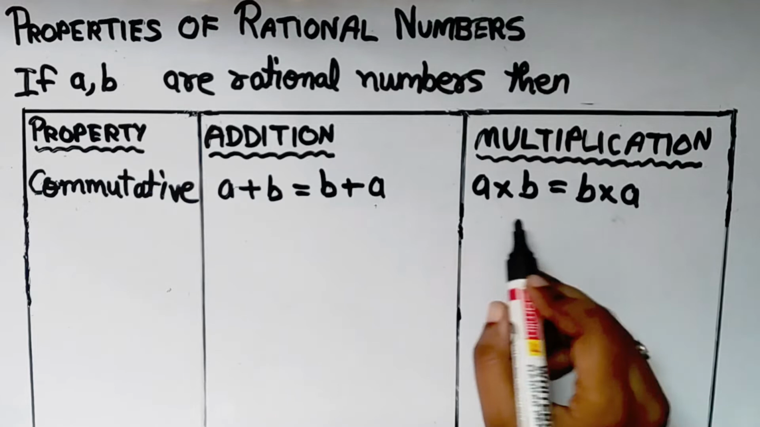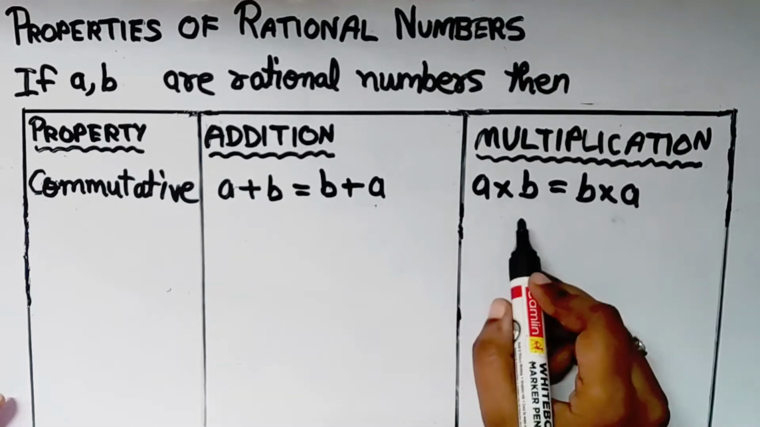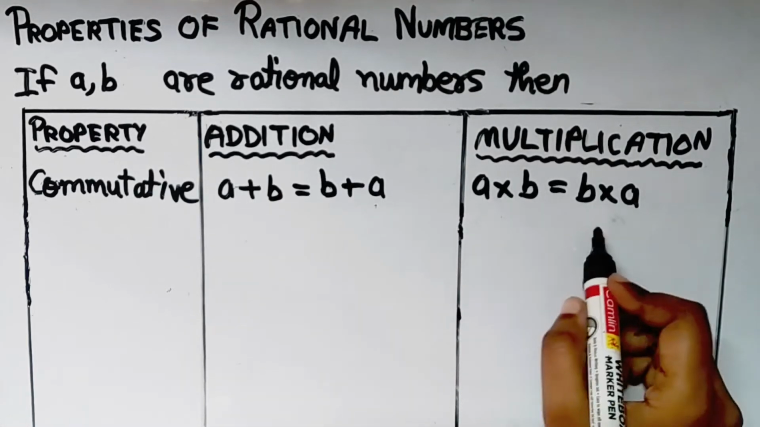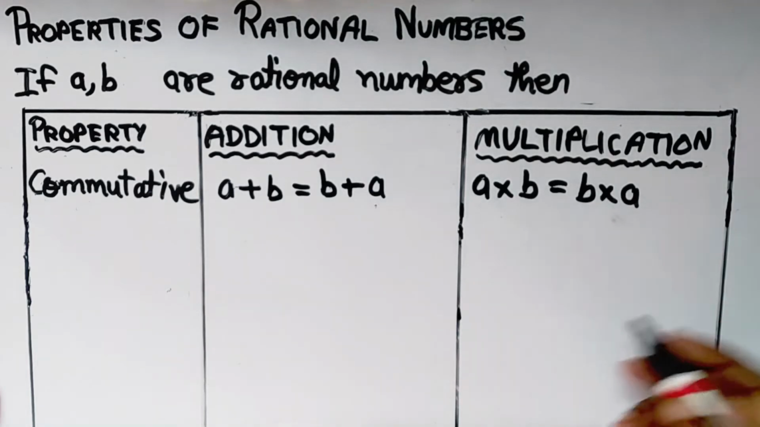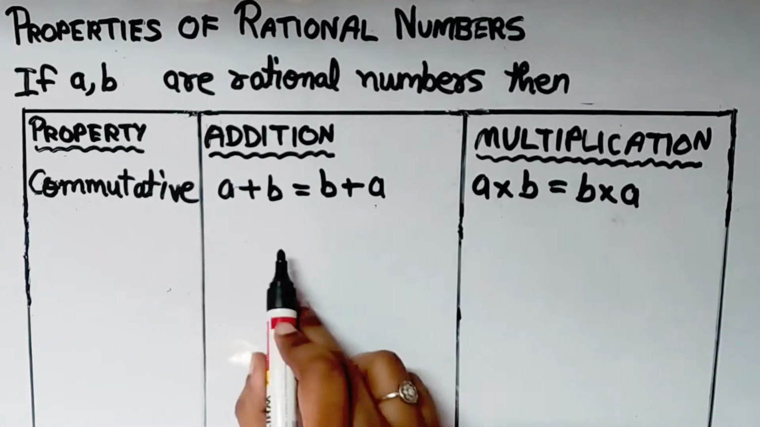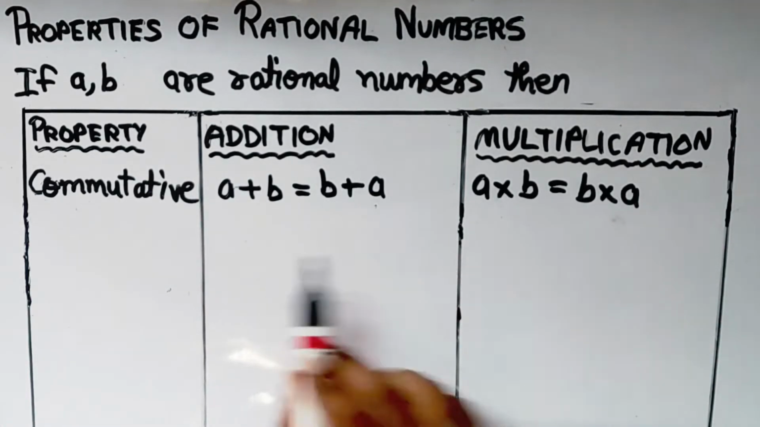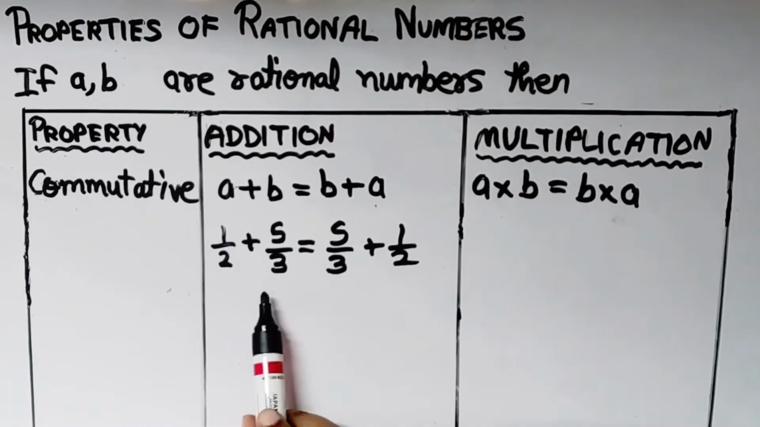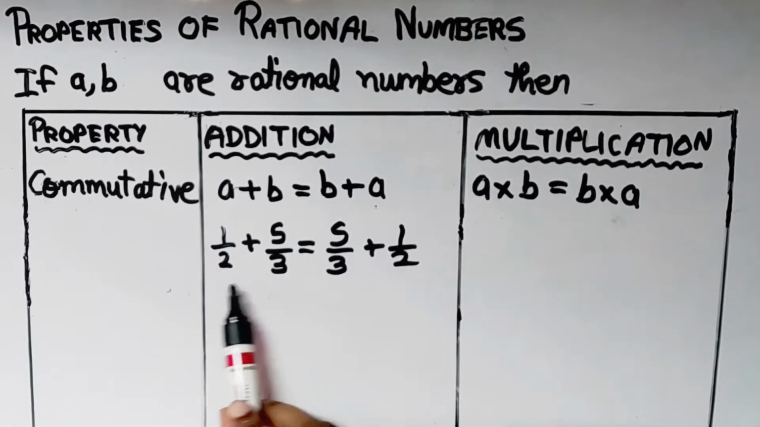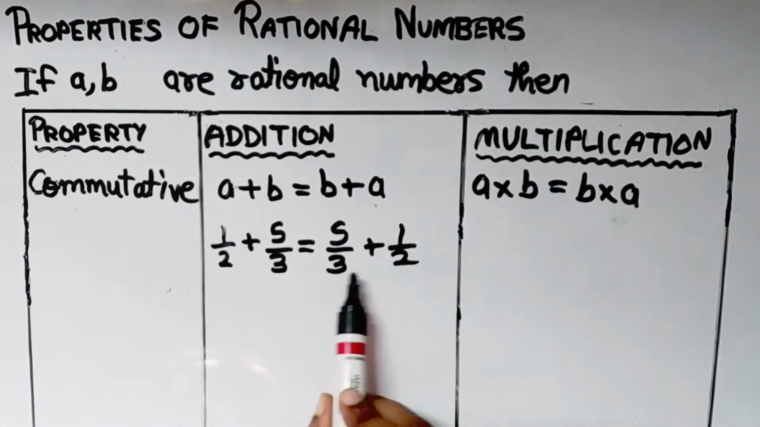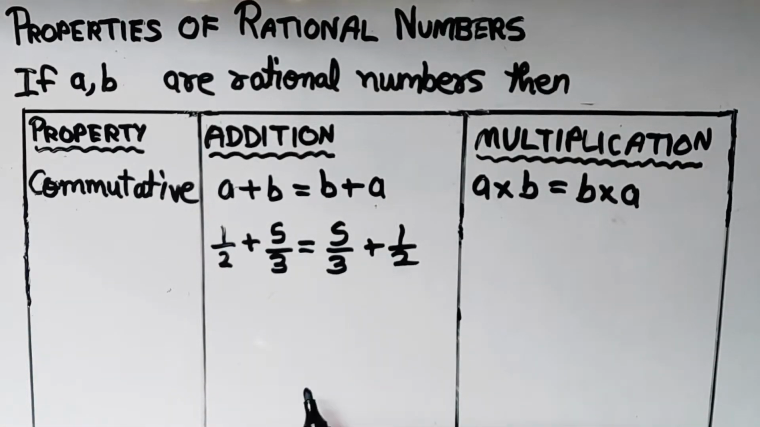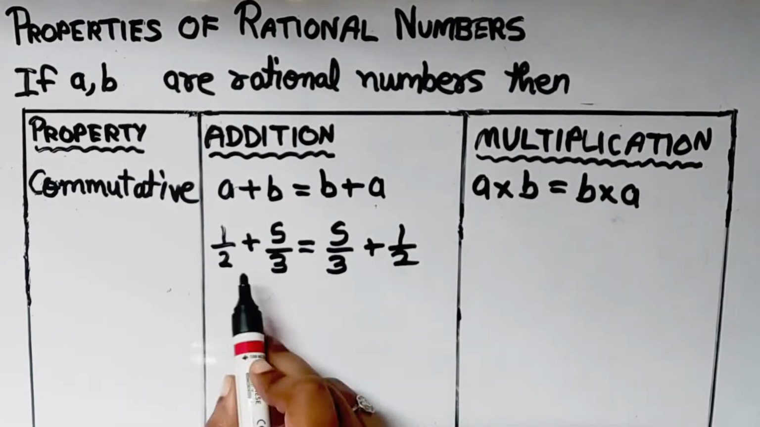Similarly for multiplication, if we multiply a into b, the answer will be the same as b into a. We will verify these properties with examples for addition and multiplication. 1 upon 2 plus 5 upon 3 will be equal to 5 upon 3 plus 1 upon 2. We will verify if it is correct or not.